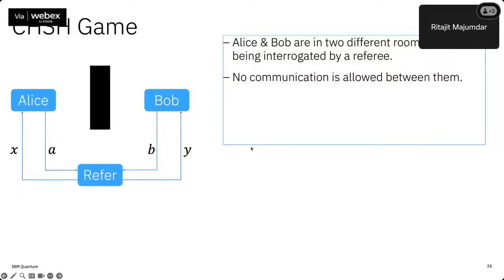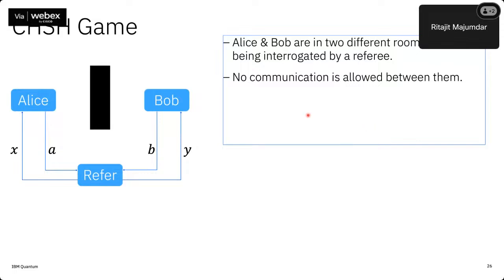This game is something that Bell first came up with, so his name is used in the Bell state and all. It was later modified and slightly improved by four people, I have forgotten the names, sorry. They improved it and gave a game theoretic view of this.